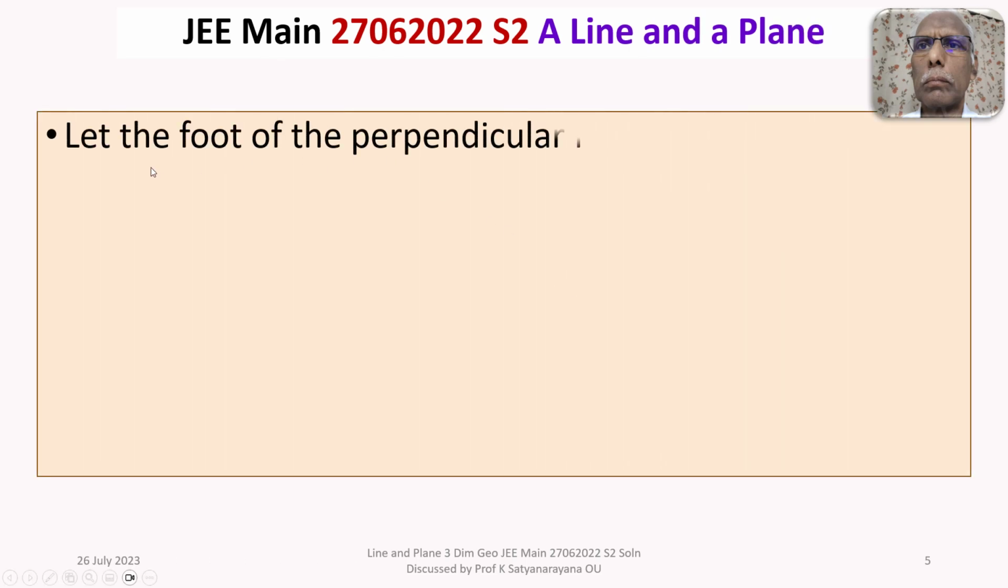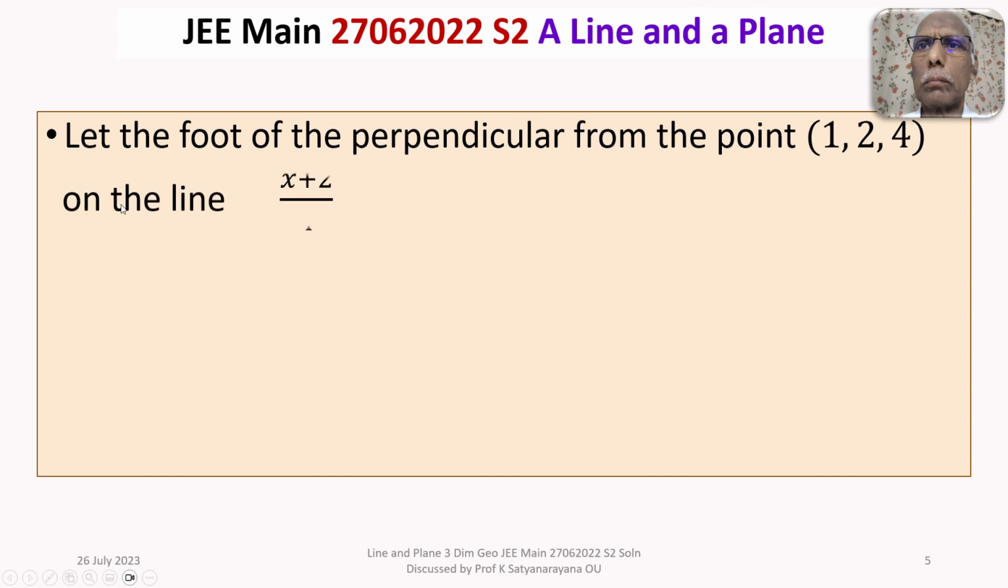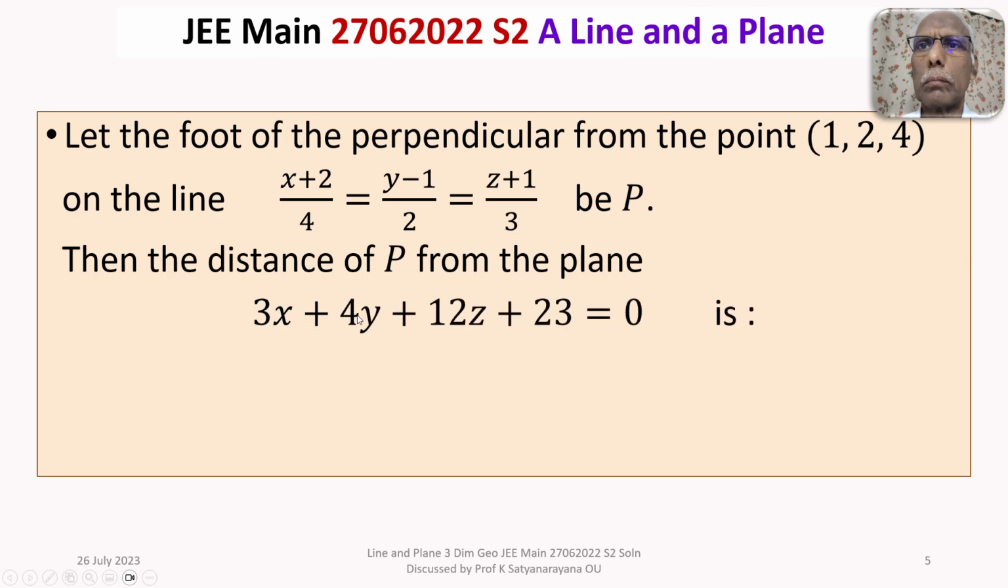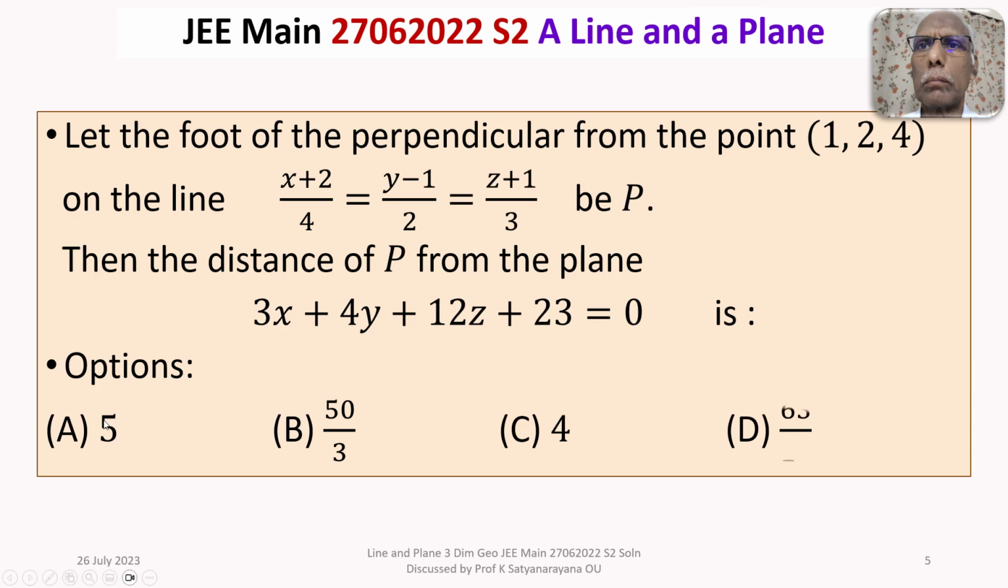The given question is: let the foot of the perpendicular from the point (1, 2, 4) on the line (x + 2)/4 = (y - 1)/2 = (z + 1)/3 be P. Then the distance of P from the plane 3x + 4y + 12z + 23 = 0 is, and we are given four options. Option A: 5, option B: 50/3, option C: 4, option D: 63/13.